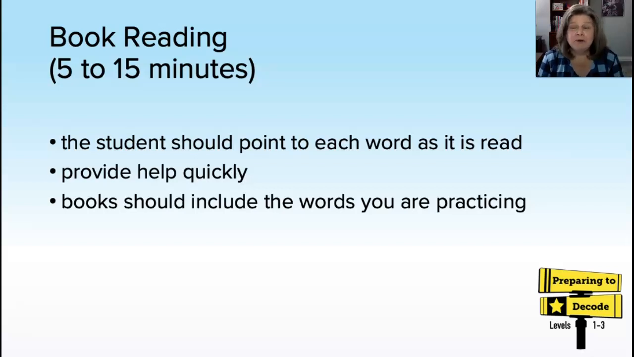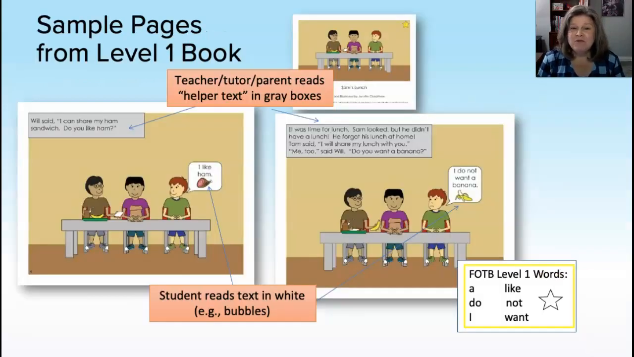If you don't have books for your particular sequence, then try to put those words into a sentence so they can at least be reading sentences at this early stage. Here's a sample of one of our very first books. The only words the students are learning how to read in this book are these 6 words: a, do, I, like, not, and want. The other words that you see there are for the adult to read.